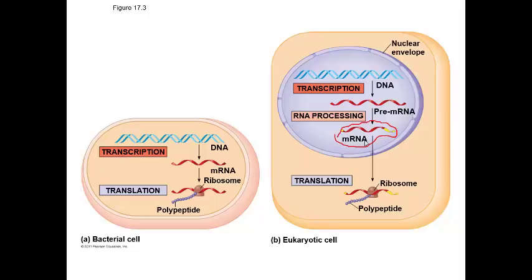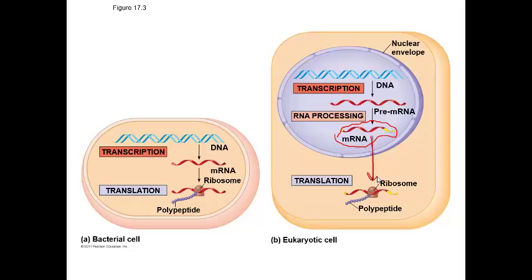This messenger RNA has the ability to leave the nucleus and go to the ribosome. At the ribosome, the second process called translation is going to take place. The ribosome is going to read the messenger RNA and convert it into a sequence of amino acids. We know that the sequence of amino acids is going to determine the structure or the shape of a protein, and the shape of a protein determines its function, what it's able to do.